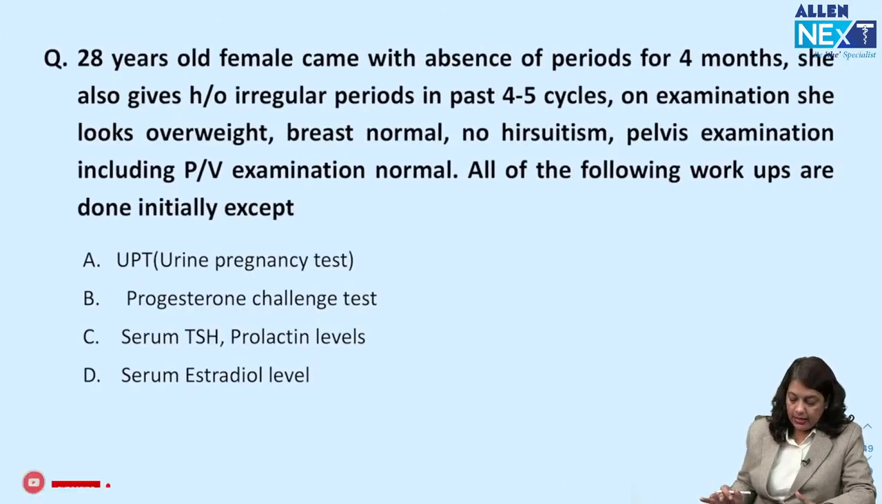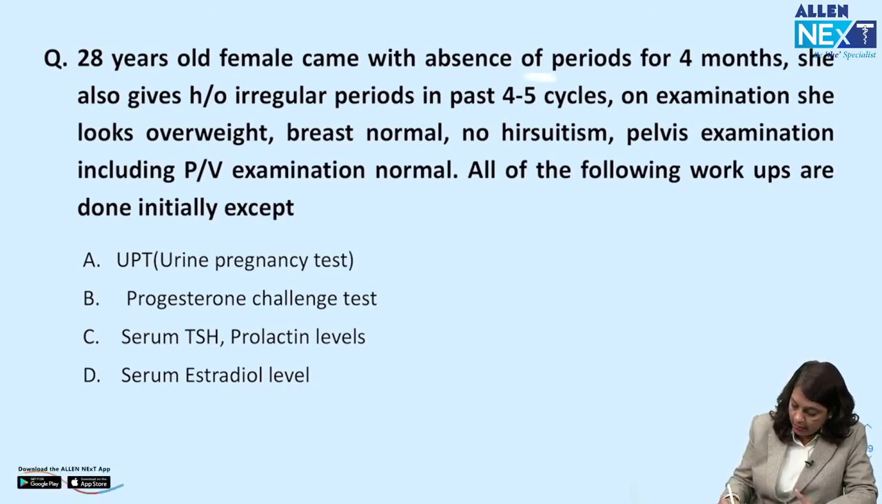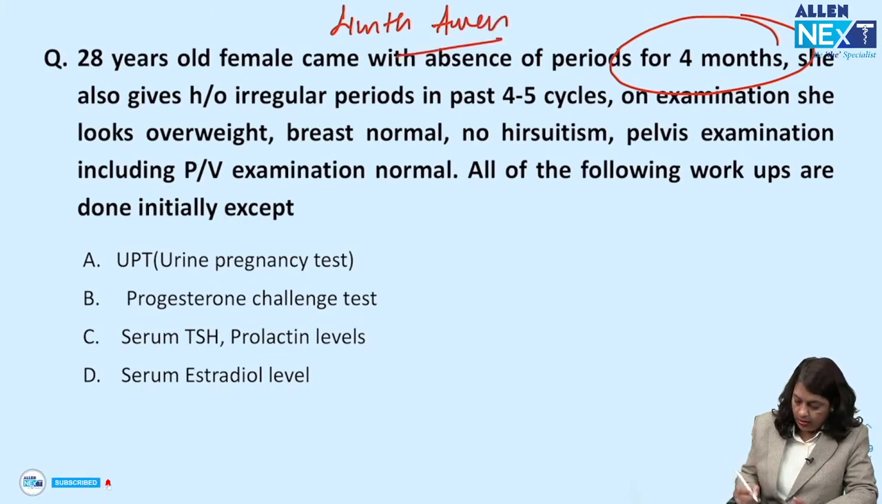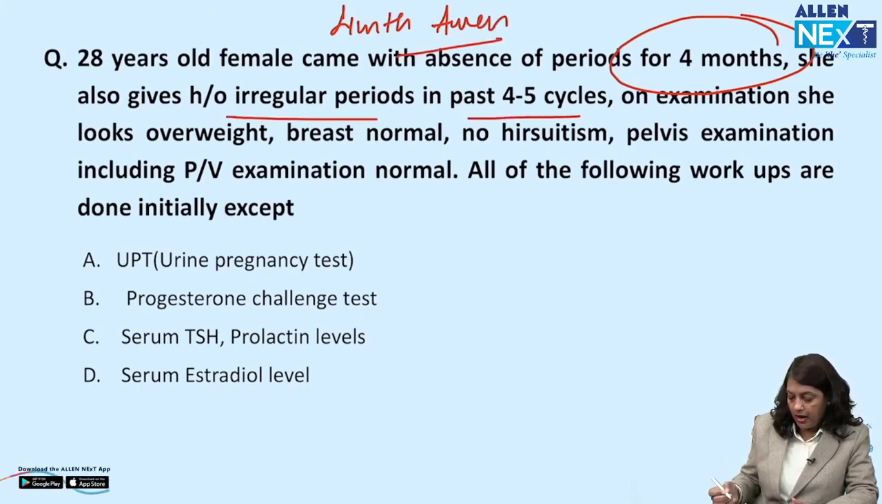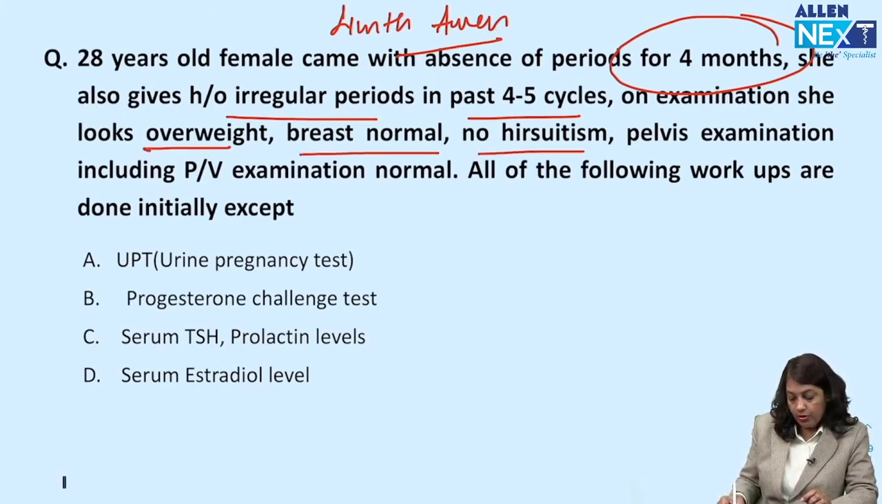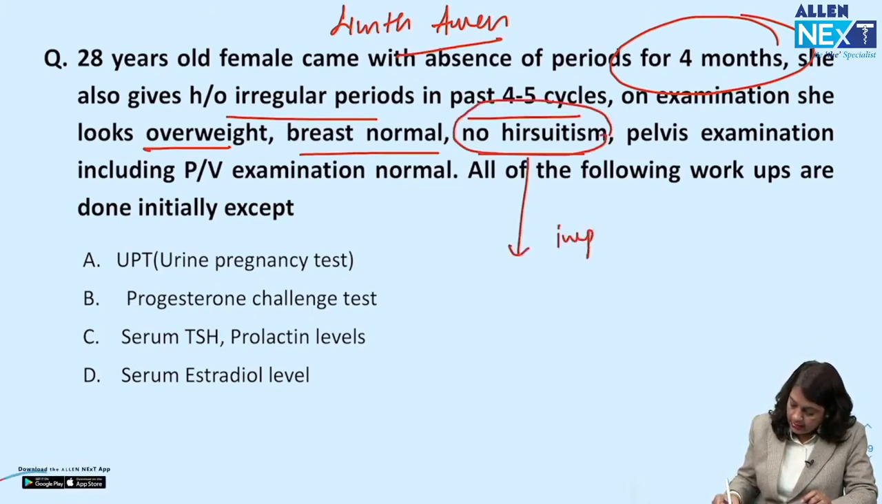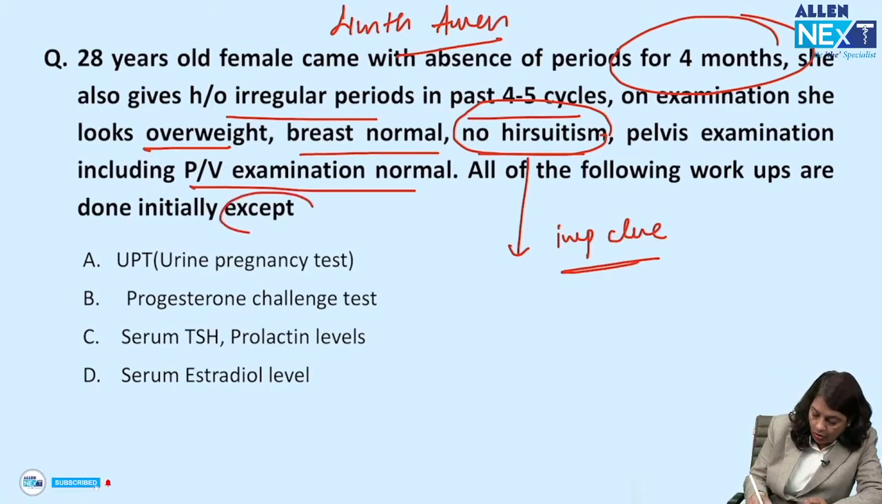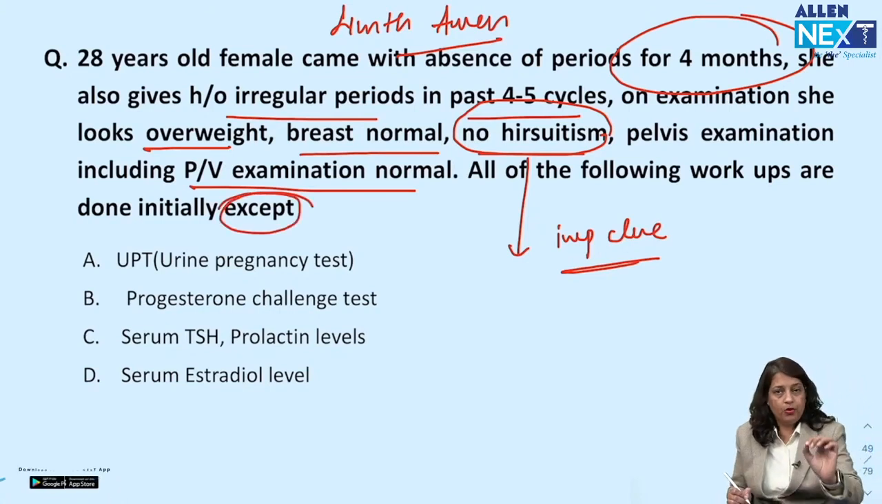Next, a 28-year-old female with absence of periods for 4 months. So she has amenorrhea for 4 months. There are irregular periods for the past 4-5 cycles. On examination, she is overweight. Breast is normal. No hirsutism, remember, no hirsutism. This is an important clue. On examination, per vaginum examination is normal. All the workup is normal except which workup will you not do?